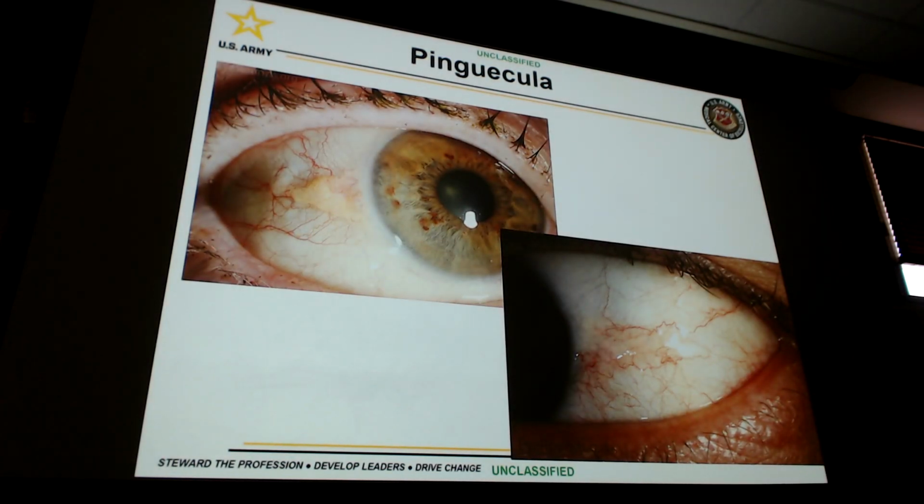But ordinarily these are painless, okay? And you can just see the little yellowish white lesion, the raised lesion right here, okay? You can see the blood vessels underneath that become hard to see right here. That's because that lesion is overtaking them. That's a pinguecula.